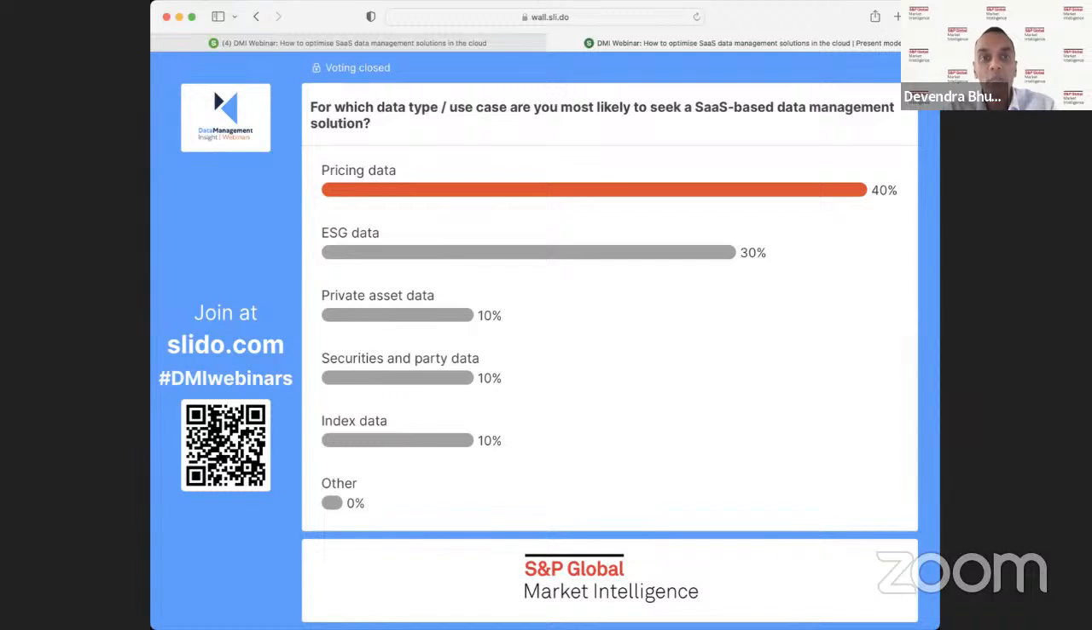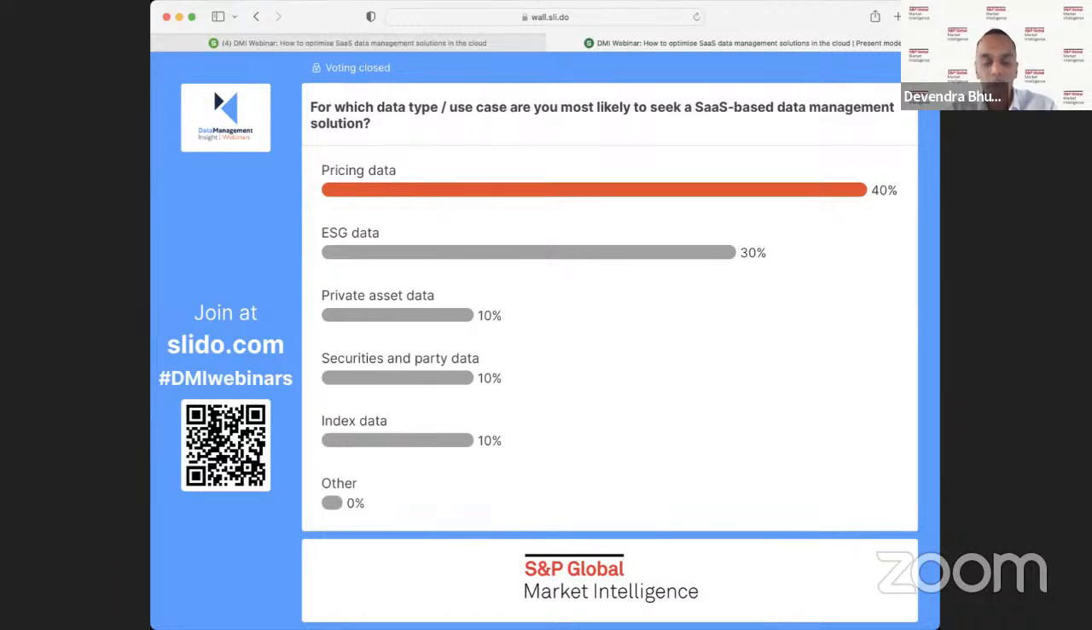We also see private assets, with their increasing volumes around private assets and private markets, private credit. And then the standard bread and butter for data management, securities and party data and index data, I suppose it's at the 10% because the industry is now moving towards SaaS-based data management.